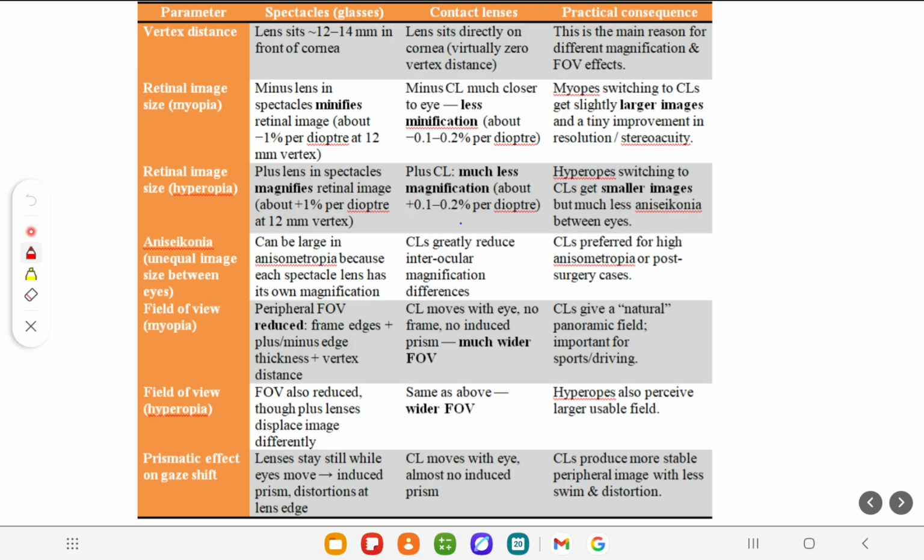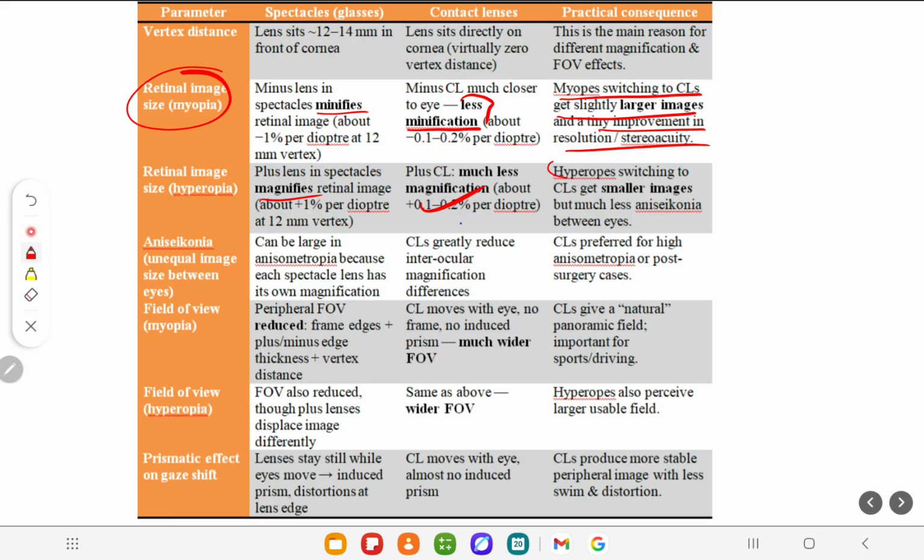So let's summarize it. So vertex distance, the retinal image size in myopia with spectacle definitely magnifies more. With contact lens, definitely magnification is there, but very little. So a myope switching to contact lens gets a slightly larger image compared to spectacle, and it improves the resolution, stereo acuity. Retinal image size in hyperopia: hyperopic plus power magnifies more. At the same time, plus power contact lens magnifies, but it magnifies less in comparison with spectacle plus power. That's a great concept.